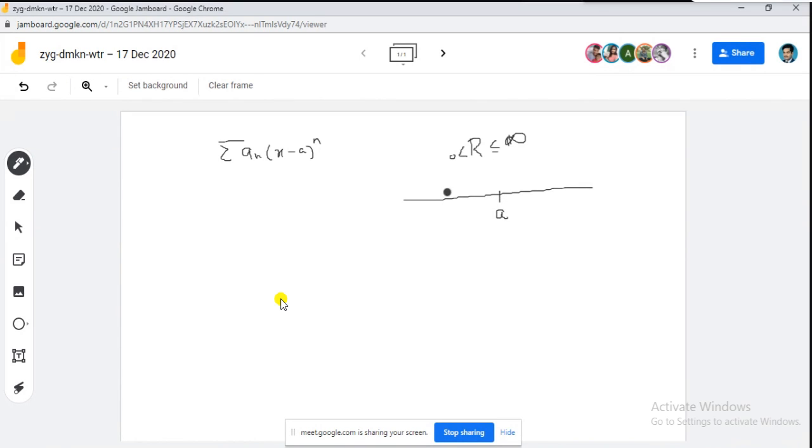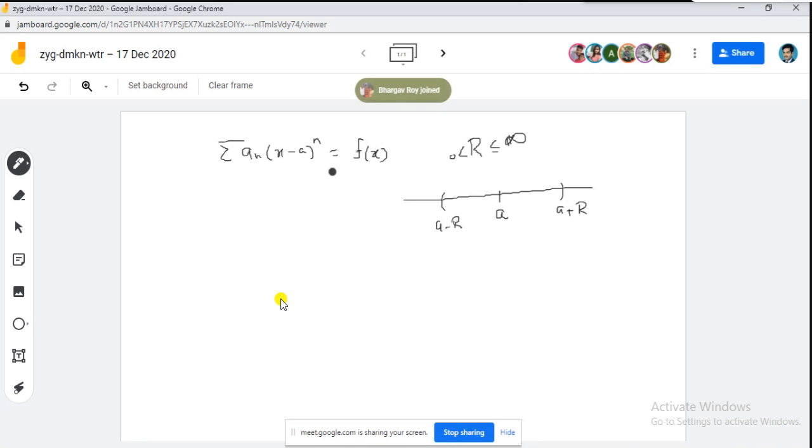If you want, you can take a particular value, zero. And this is your radius of convergence R. So this is A minus R and this is A plus R. And suppose inside this radius of convergence, this infinite series converges. And suppose this is equal to some function f(x).